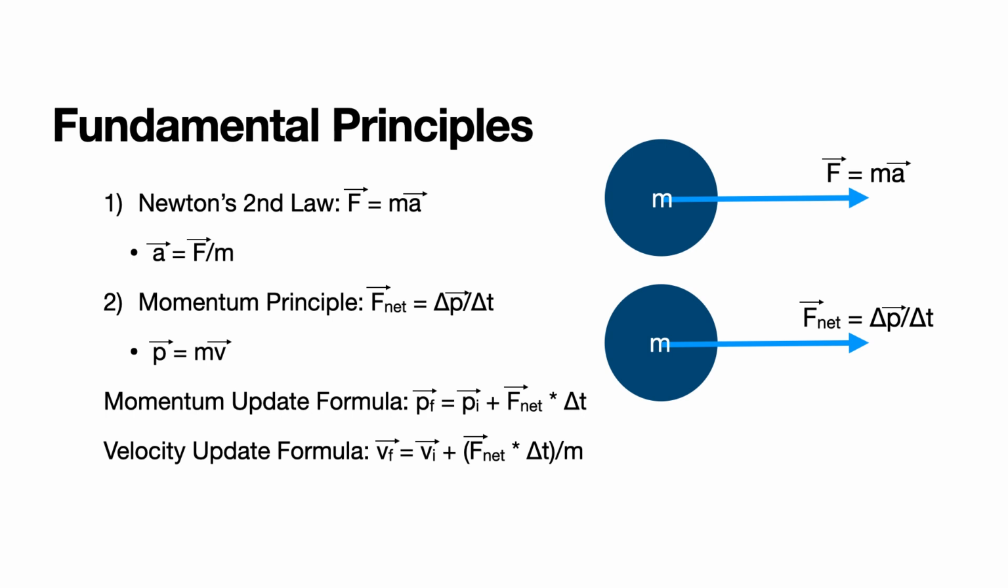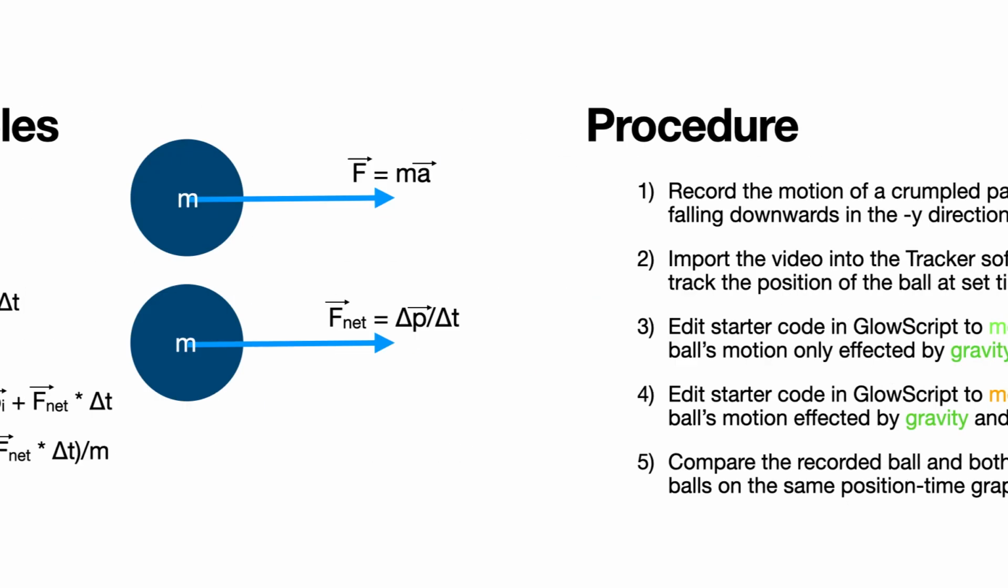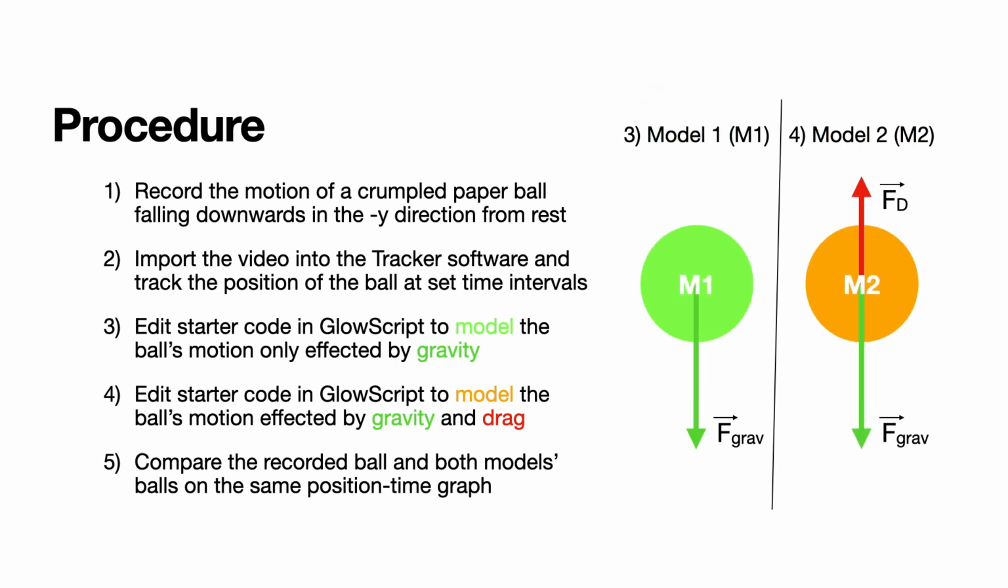The momentum principle tells us that in an isolated system, momentum is conserved for any interaction between two objects. Incorporating these two physics principles in my model with the velocity update formula, obtained by dividing both sides of the momentum formula by the mass of the object, I can predict the motion of my chosen object over time. To complete this lab, I will be following 5 steps.